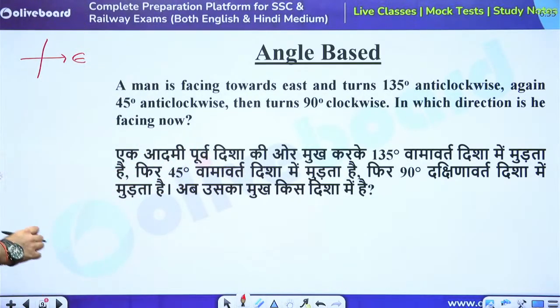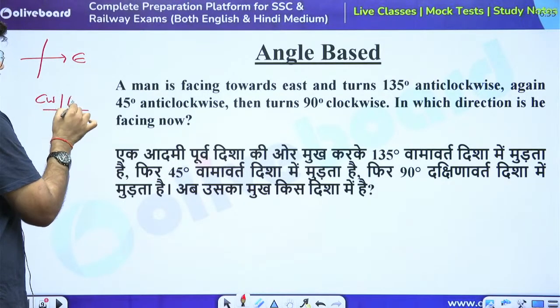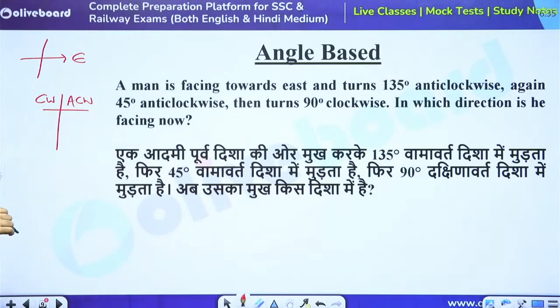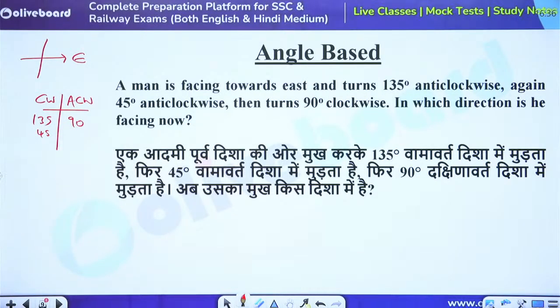You will always convert this into a table. Rather than moving all these movements, you will just find a single movement. So all your clockwise entries in this column, all your anti-clockwise entries in this column. So let's see 135 anti-clockwise, 45 anti-clockwise and 90 clockwise. Remember, if there is the same number in both these categories, just cancel it out. If there was a 90 clockwise also, we would have just cancelled this.